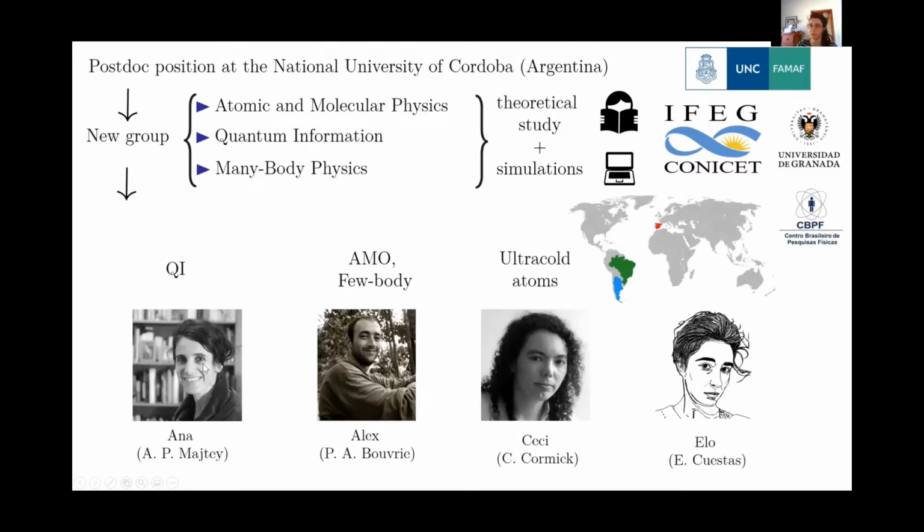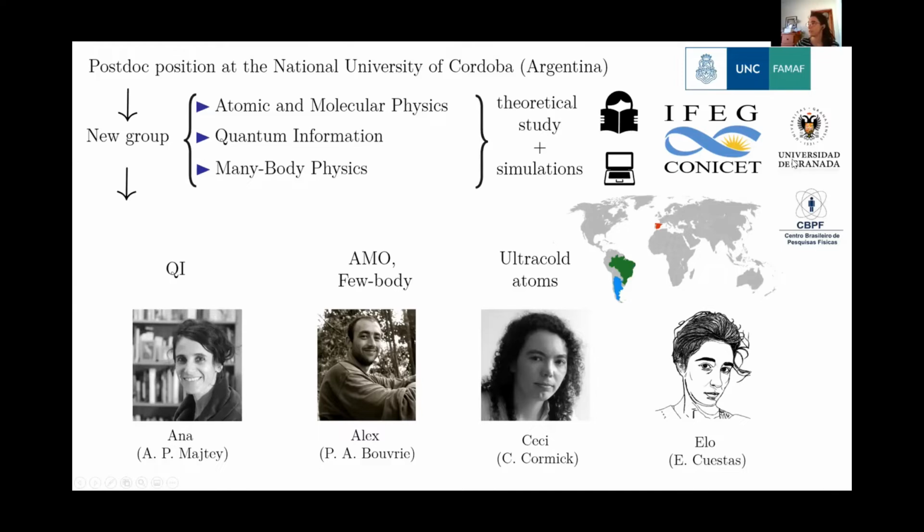My postdoc advisor here is Ana Magtei. She comes from the quantum information area. And we collaborate with Alex Bubri from Spain, who comes more from the atomic and molecular physics area and field body physics like me. We also collaborate with Cecilia Cormick, who has a lot of experience in ultra-cold atoms. And the work I'm going to speak about is our last work with Ceci.